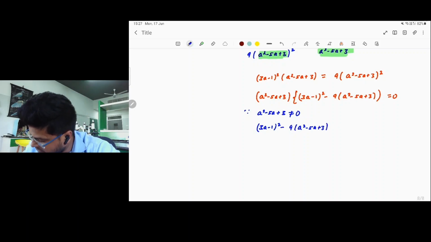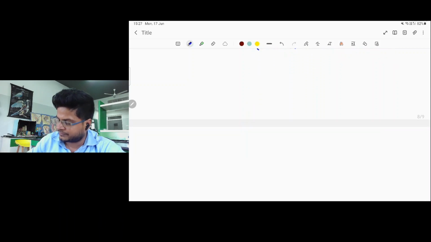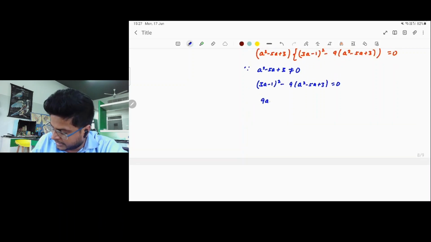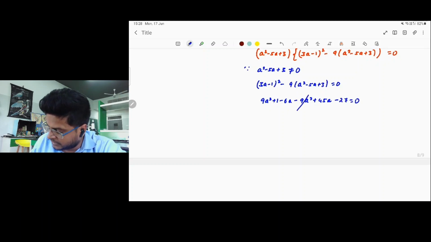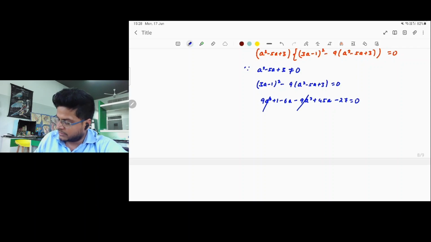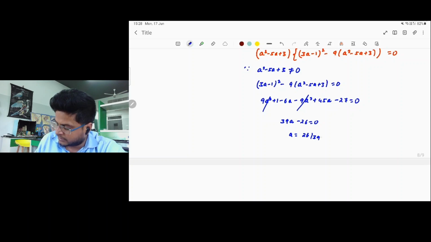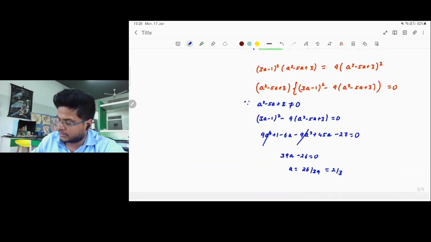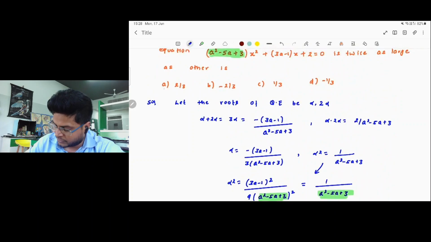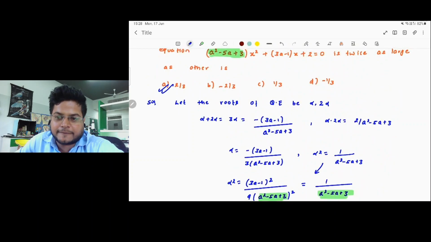Why is it that this whole square equals 0? So when you open this, you'll get 9a square plus 1 minus 6a minus 9a square plus 45a and minus 27 equals 0. 9a square will get cancelled. Minus 6a and 45a will give you 39a and minus 26 equals 0. So we got a equals 26 by 39, which is 2 by 3. So the correct answer for this question is going to be 2 by 3.